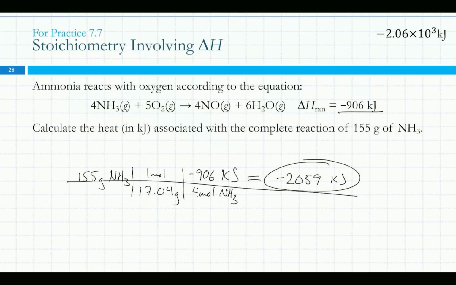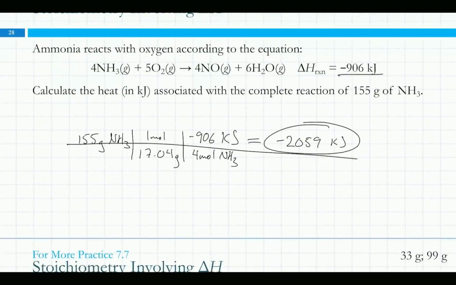And then using the ratio of 4 moles of ammonia to negative 906 kilojoules of heat, or I should say, for every 4 moles of ammonia reacted, 906 kilojoules of heat, ultimately ends up being negative 2,059 kilojoules. The only way that this differs from a regular stoichiometry problem is that we're using this delta H value, which is kilojoules per whatever coefficient in the balanced chemical equation.